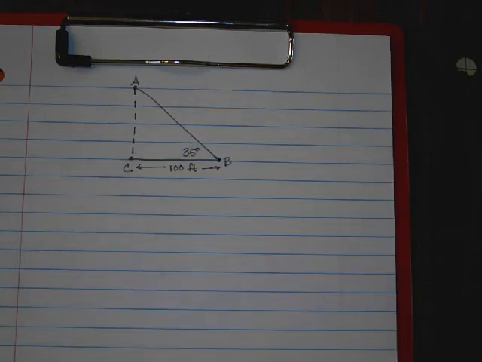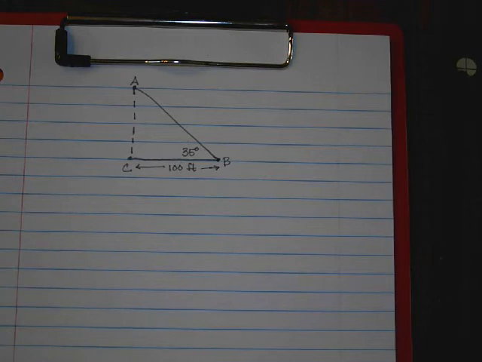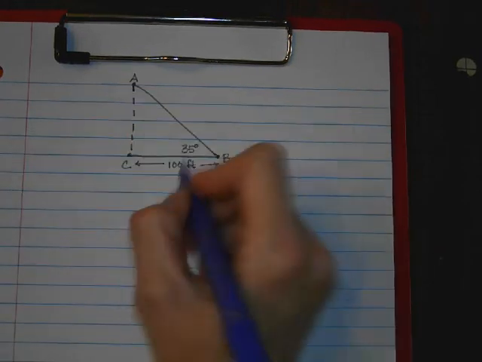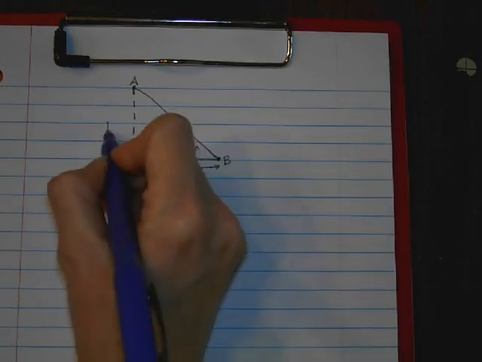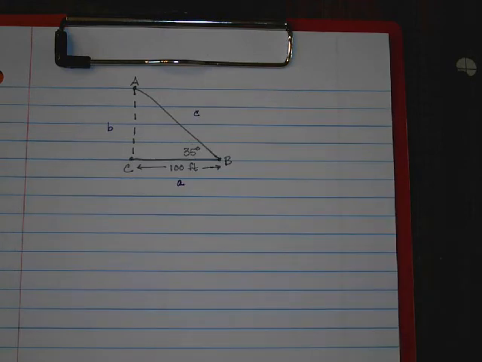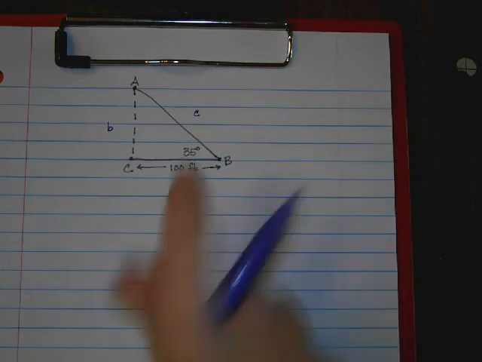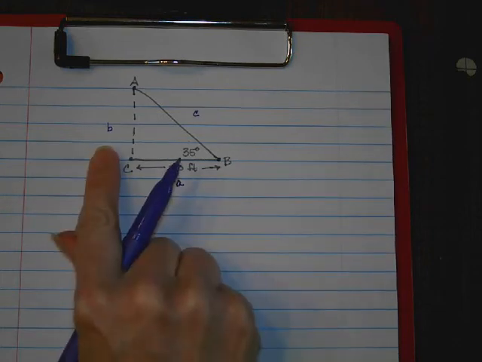They're asking me to find the distance from point A to point C across the gorge. So they want me to find this distance. First, I'll label everything. Across from big A is little a. Across from big B is little b. And across from the right angle is little c. What they have told me is that little a is 100. I don't know what little b is, so I have to go find it.